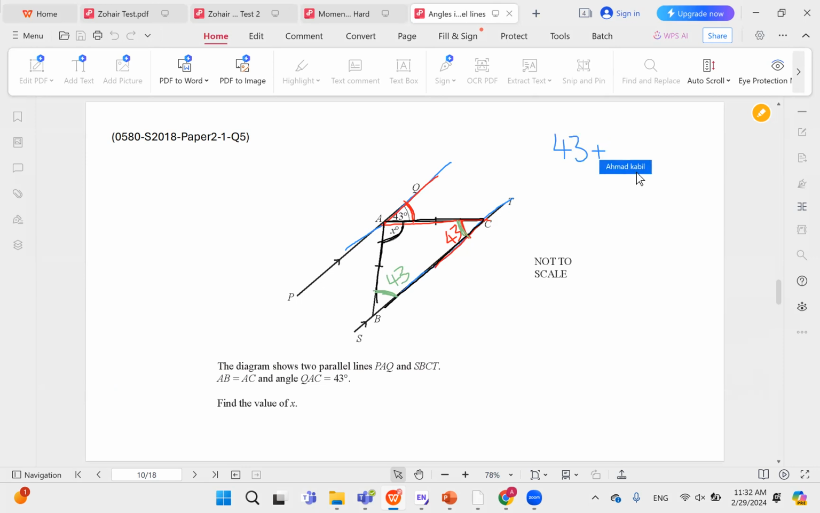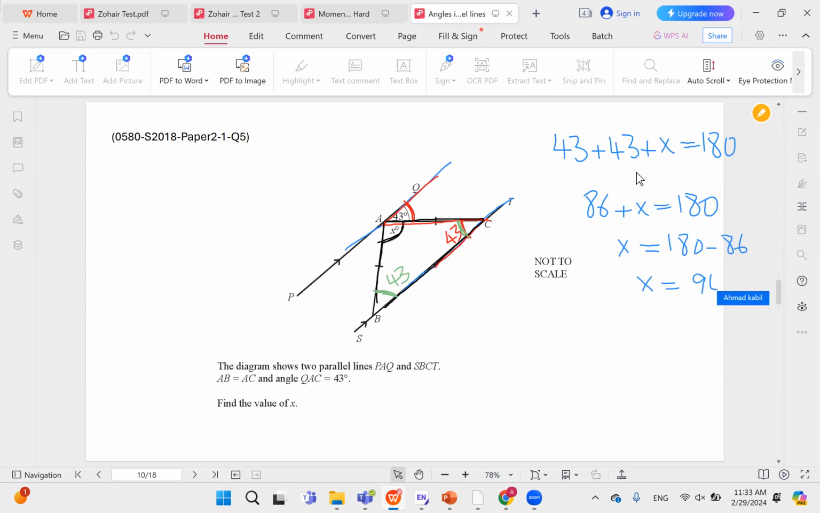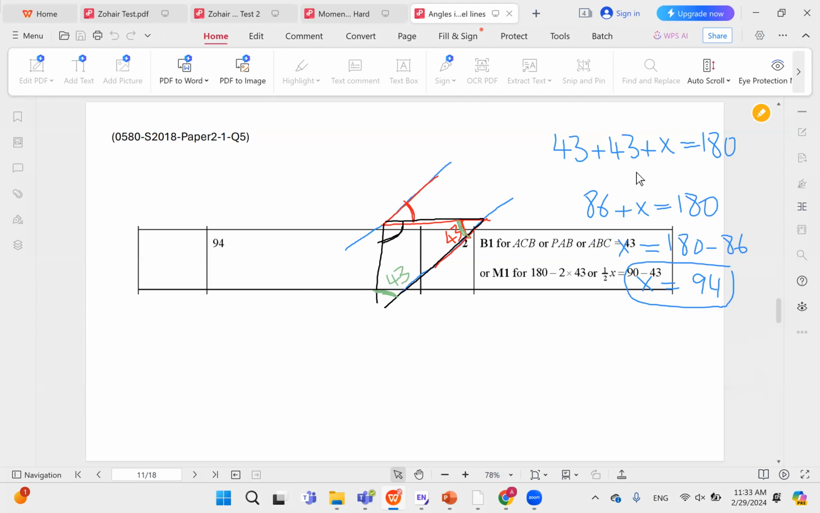And then we form an equation for the triangle. So 43 plus 43 plus x equals 180, sum of angles. So 86 plus x equals 180. x equals 180 minus 86. And that gives us x equals 94. And this is the correct answer for the problem as well.